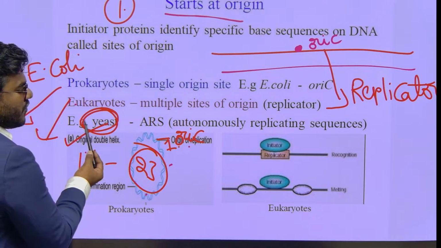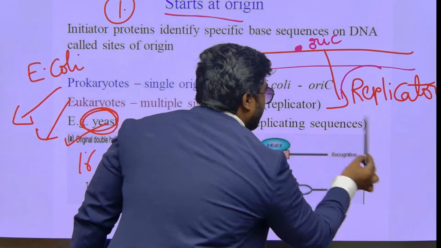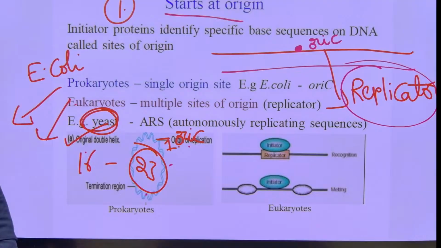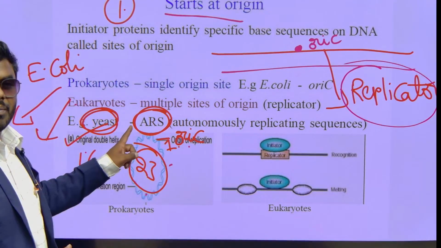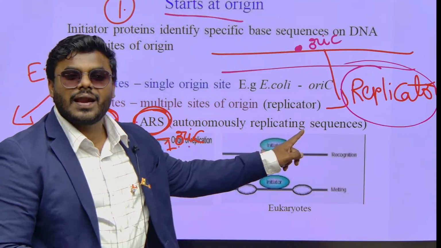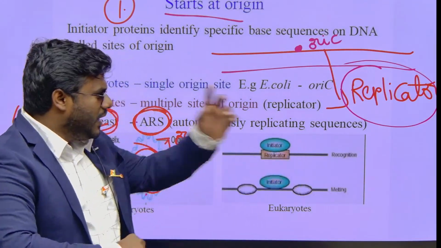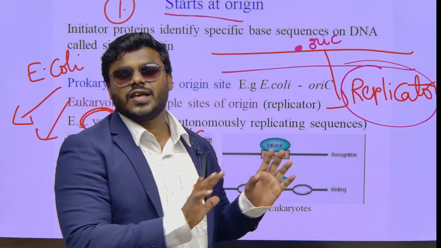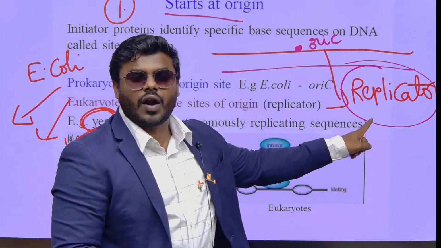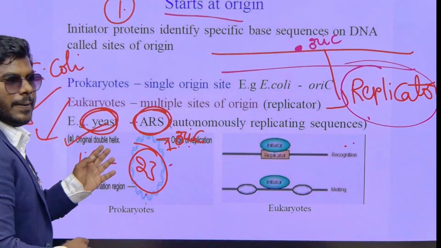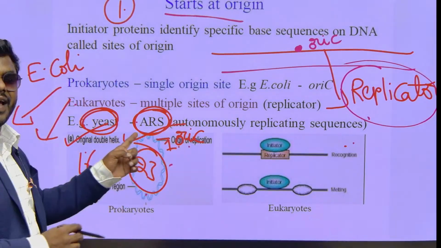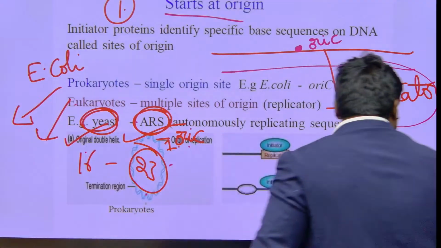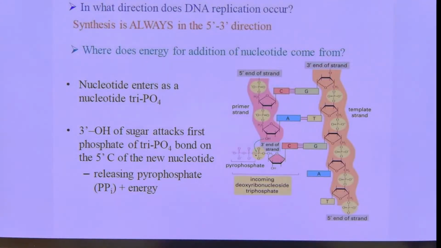Now, in yeast, this replicator has another name, we call it ARS. Remember, don't forget, autonomously replicating sequence. In every eukaryote, instead of ORC we call it replicator, whereas in yeast, that replicator has another name, ARS. That is the simple second rule.